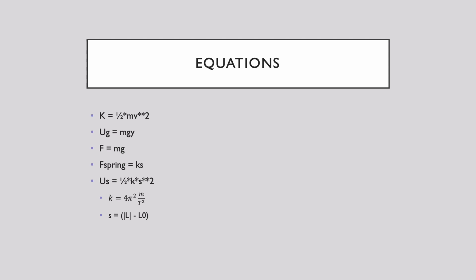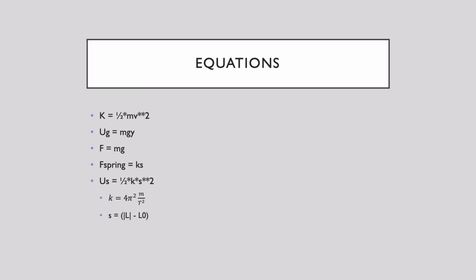So here are some equations that we'll use. We have the equation for kinetic energy, which is 1/2 mv squared. We have the equation for gravitational potential energy near the surface, which is mgh, or in this case mgy. And we have the gravitational force, which is F equals mg, the mass of the ball times the gravitational acceleration.